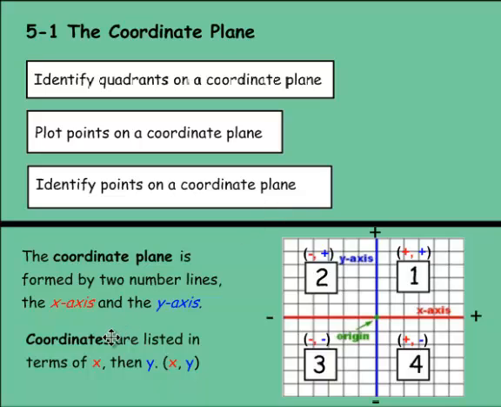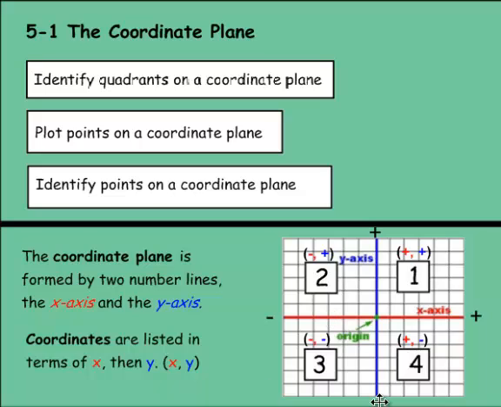What is the coordinate plane? Well, a coordinate plane is formed by two number lines, the x-axis and the y-axis. So the x-axis is the red line here. It's a number line that goes horizontally. So this would be positive 1, positive 2, positive 3, negative 1, negative 2, negative 3.